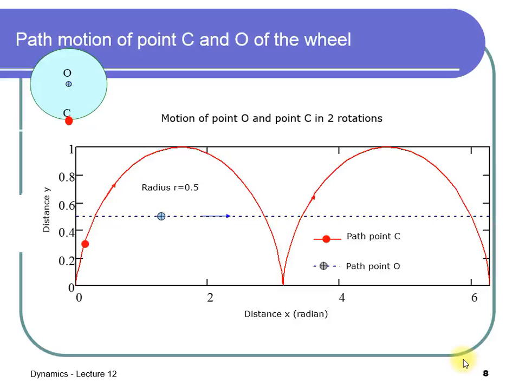Okay, let's see where the position of C is. This is point O, and this is point C after one complete rotation. So this graph represents two complete rotations of the disc. Repeat again.